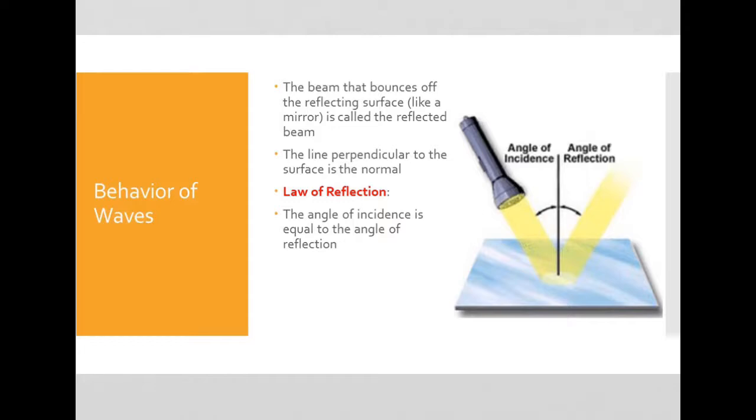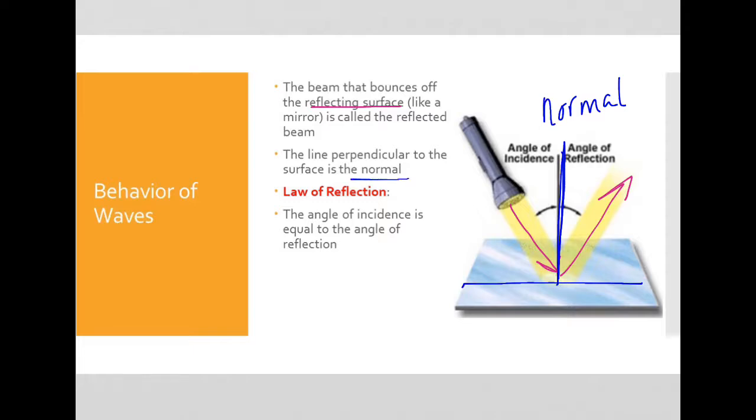So in a reflection, the beam will actually bounce off the reflecting surface. A very typical reflecting surface that we talk about is a mirror. That beam is called the reflected beam. So here we have a reflected beam, and here we have the original light beam. There's a line that we can draw perpendicular to the surface. Here the surface is here. A line perpendicular to that is this one here, and that is called the normal.